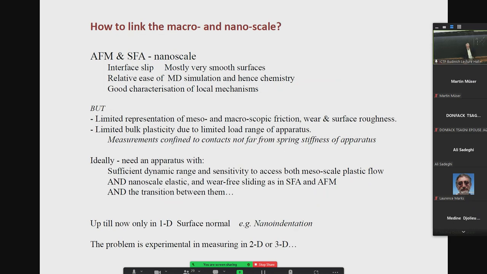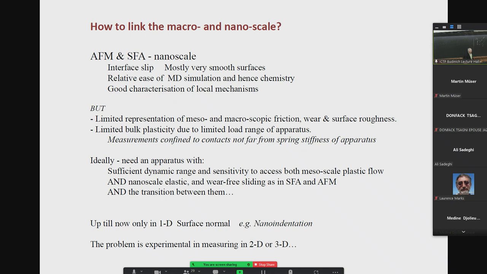Okay, so the key question is this. How do you link this plastic stuff which engineers use with what we're doing in this community here? Well, AFM and surface force apparatus are the classic for this, great stuff. You've got an interface slip. Most of these surfaces are fairly smooth. You can investigate what's happening locally. In fact, you can do molecular dynamics. It's wonderful because you can add chemistry in some reliable way. And, of course, you've got some sensible way of characterizing local mechanisms. So we can all feel pretty cheerful about that, okay, for modeling.